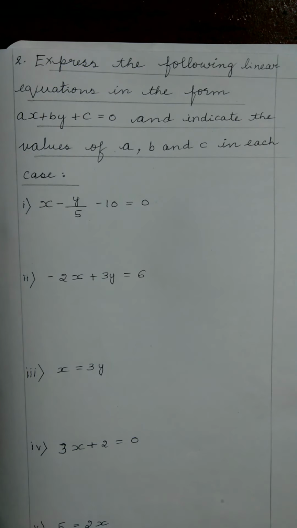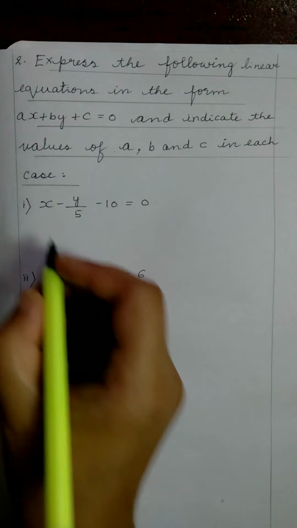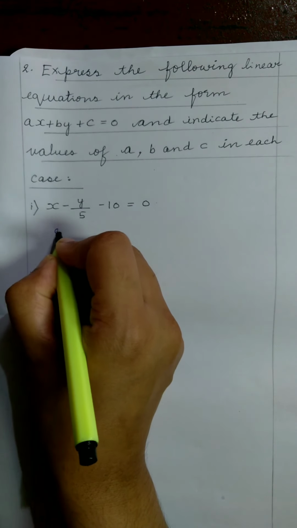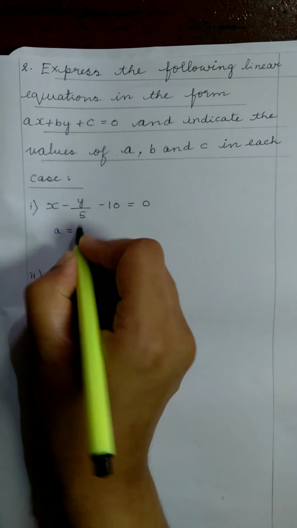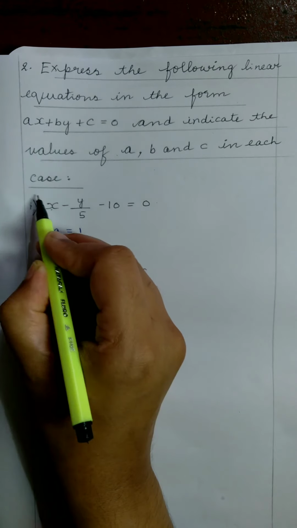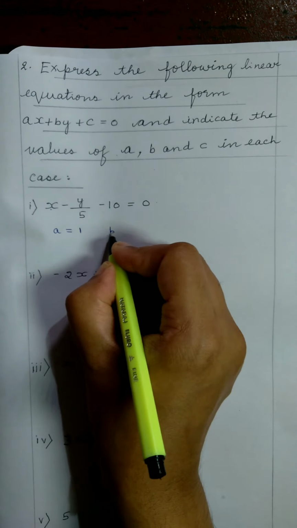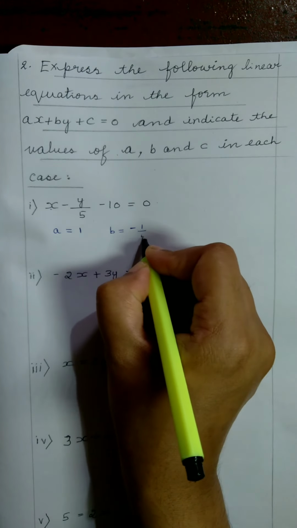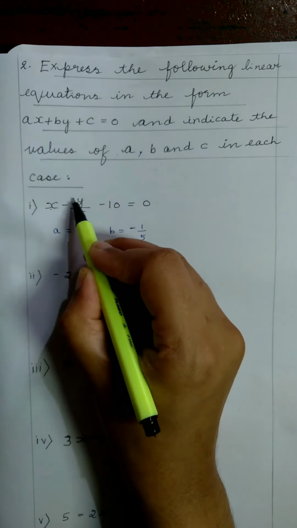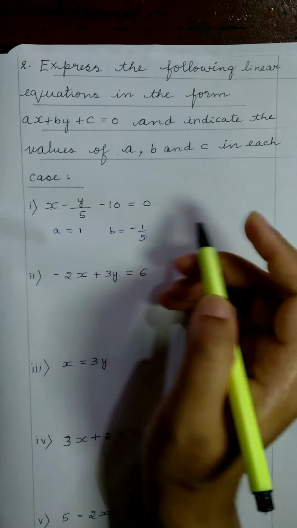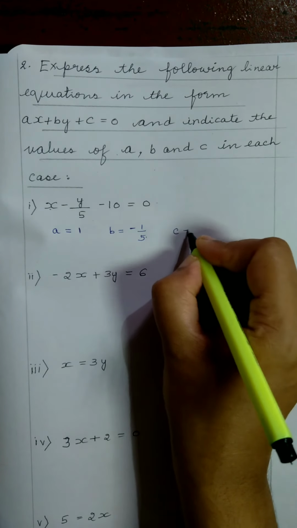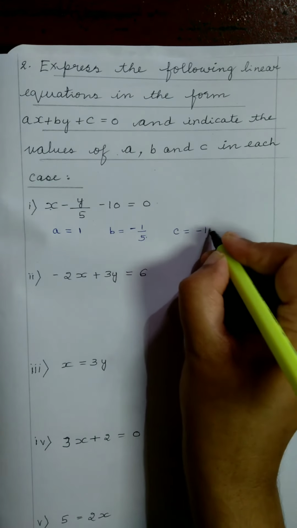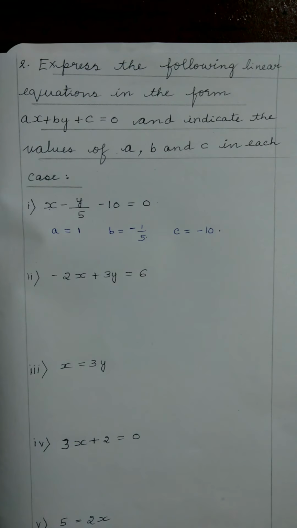Now we shall write the values of a, b and c, where in this equation a will be equal to 1 since the coefficient of x is equal to 1. b will be equal to -1/5. The coefficient of y will be -1/5 and the value of c will be equal to -10.